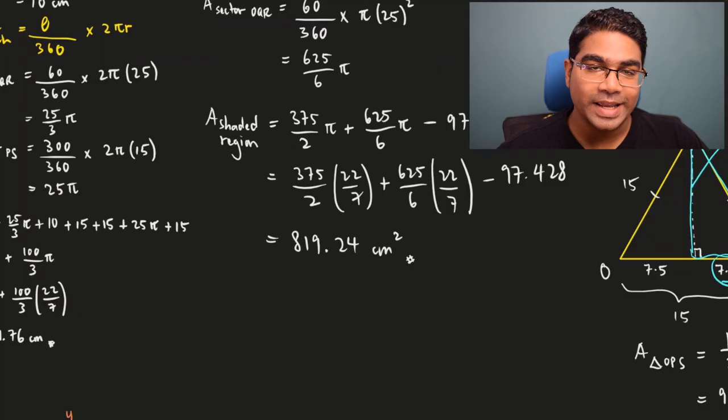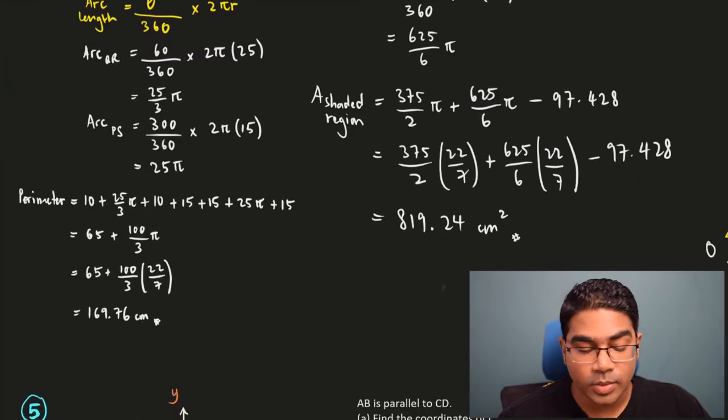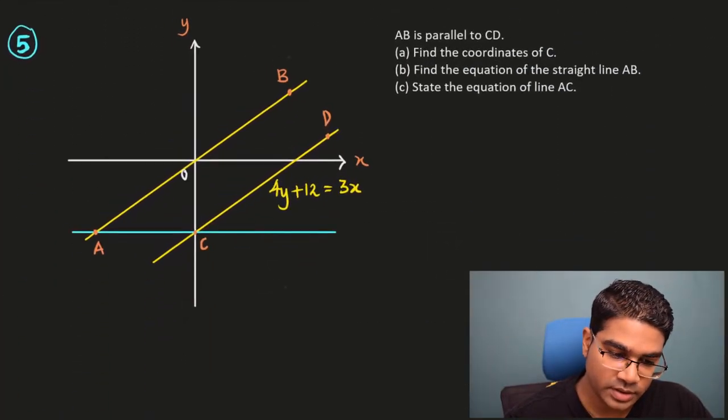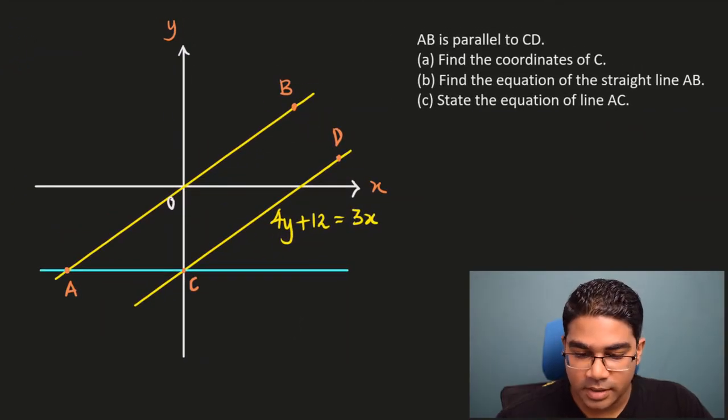This is how we find the area of the shaded region. Next is equation of the straight line. So let's look at this question. AB is parallel to CD.